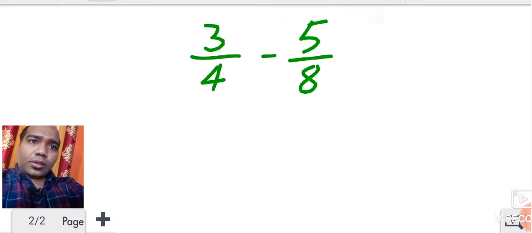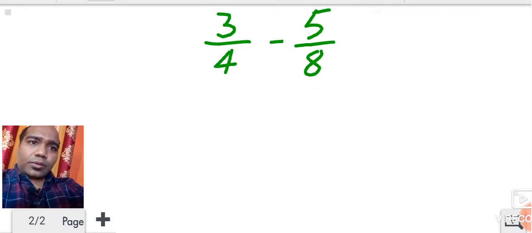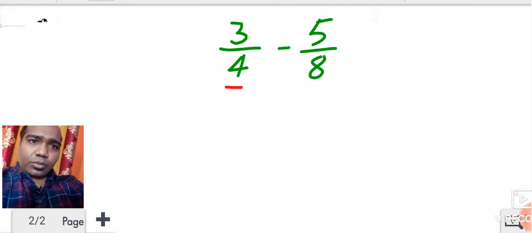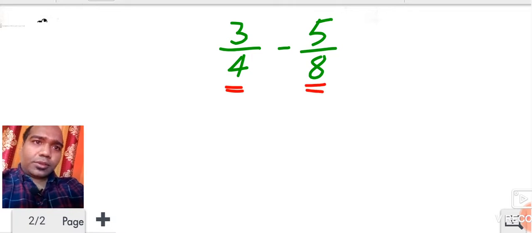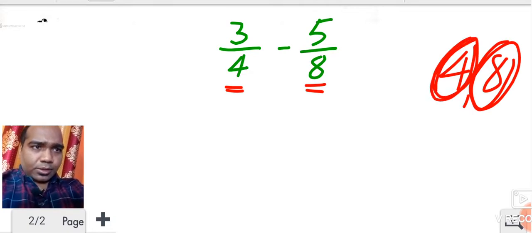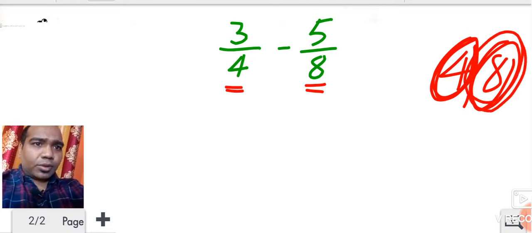Okay, now what we have to do? The first step is to find the LCM of both the denominators 4 and 8. What will be the LCM of 4 and 8? As I told you, if we have to find the LCM of two numbers, 4 and 8, we have to see whether the greater number is divisible by the smaller number or not. If it is divisible, then the larger number, that is 8, will become your LCM.